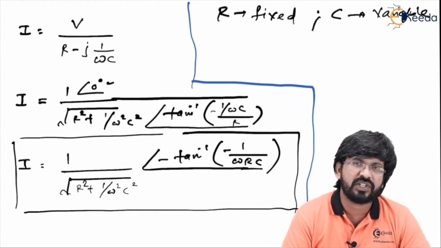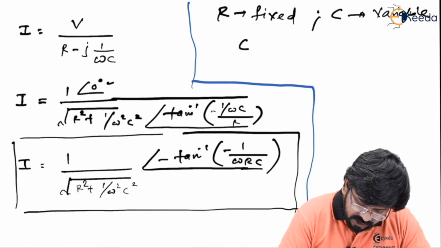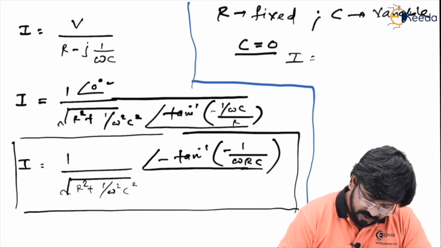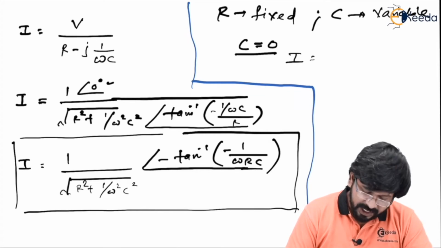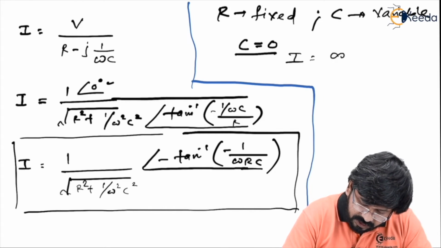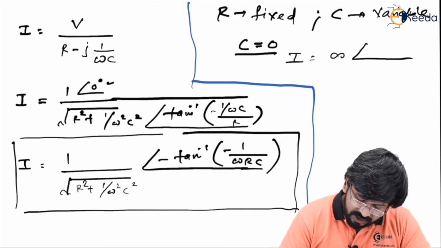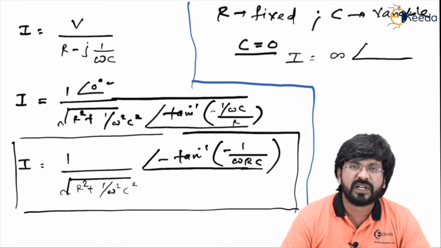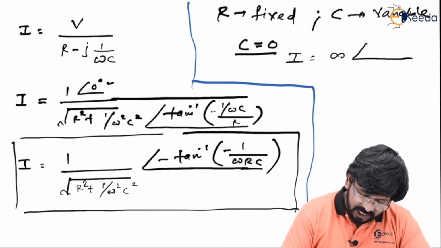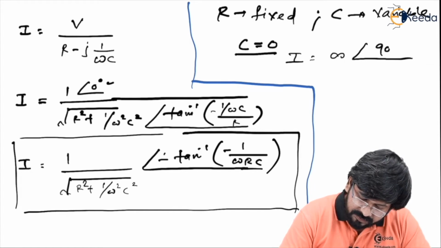So I'll just go for initial value and final value. I'll just substitute C equal to 0 first. In that case, what current am I supposed to get? If you substitute the value of C in the magnitude as 0, the denominator becomes 0, which makes magnitude infinity at an angle of. Now, since C value is equal to 0, again this becomes infinity. Tan inverse of infinity is actually 90 degree, but tan inverse of minus infinity is minus 90 degree. But again, because of this minus sign at input, it will become positive 90 degree.